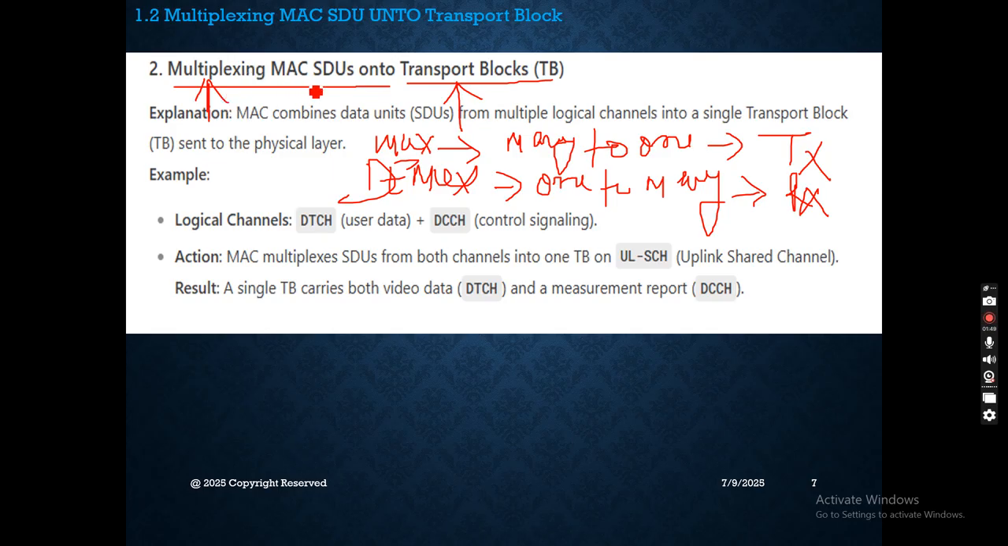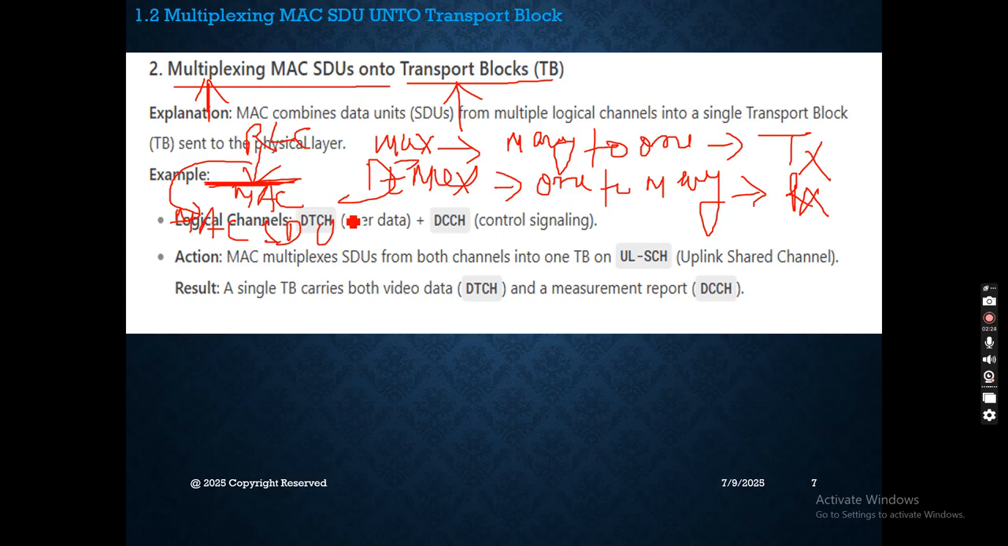MAC SDU. What does SDU mean? SDU is the original data. Let's say we are talking about the MAC layer. On top of the MAC there is the RLC. Any data coming from the upper layer, the RLC layer, at the entry point of the MAC, will be called the MAC SDU.